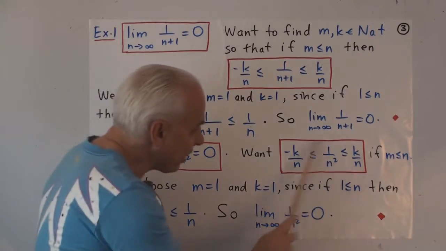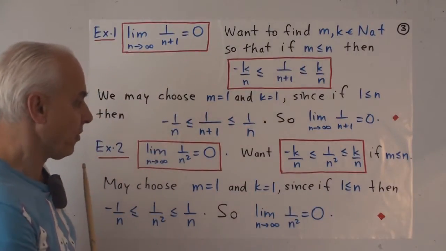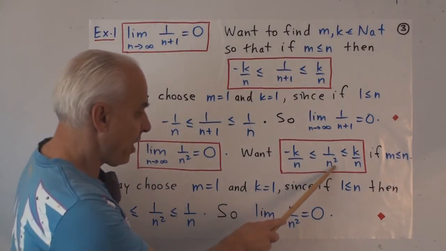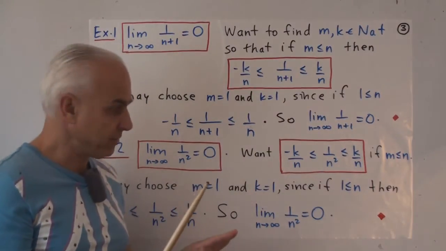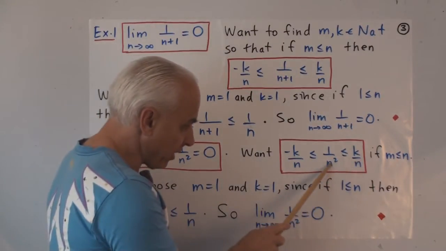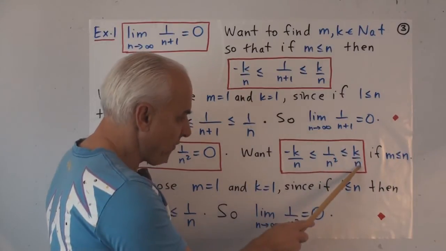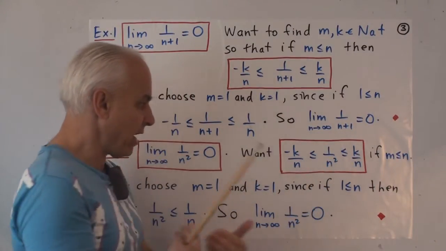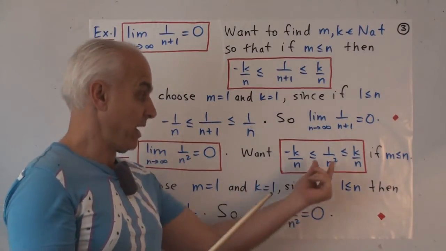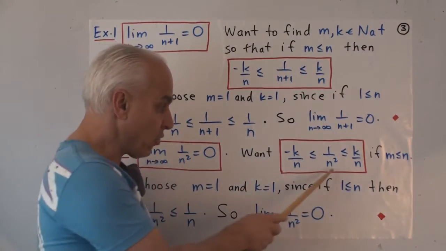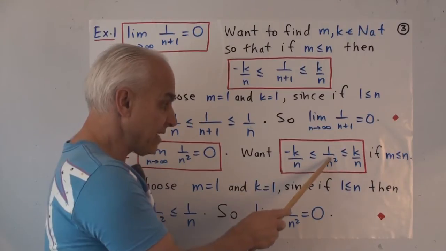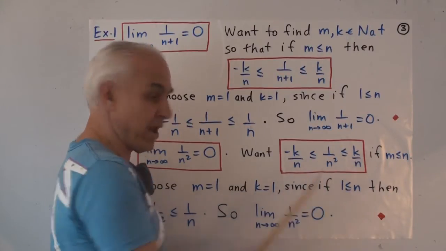So then we look at this and say, well, when is this kind of inequality true? This is always positive, that's always negative, so this is automatically true. We don't have to worry about that. How about this inequality? Well, 1 over n compared to 1 over n squared. How do you compare them? Well, n squared is bigger than n, just like n plus 1 is bigger than n. So 1 over n squared is less than or equal to 1 over n.